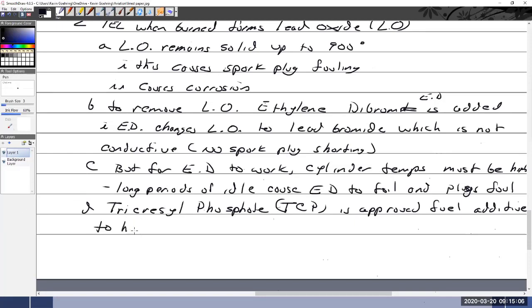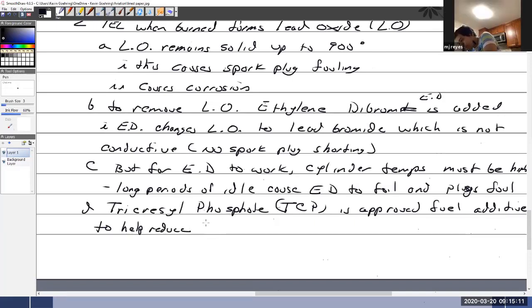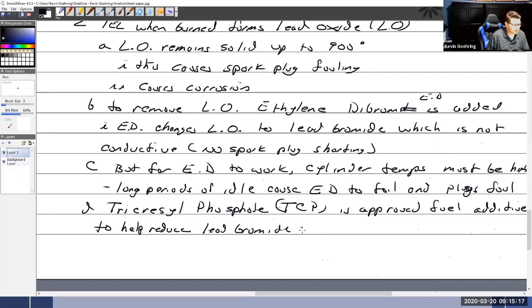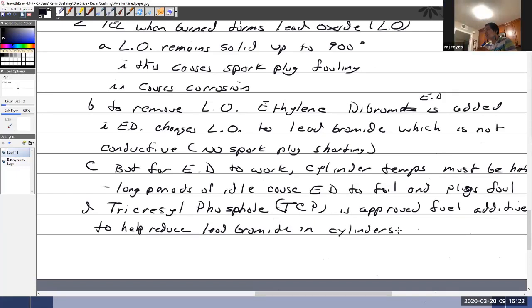To help reduce lead bromide in cylinders. I have a note here. I'll just tell it to you.